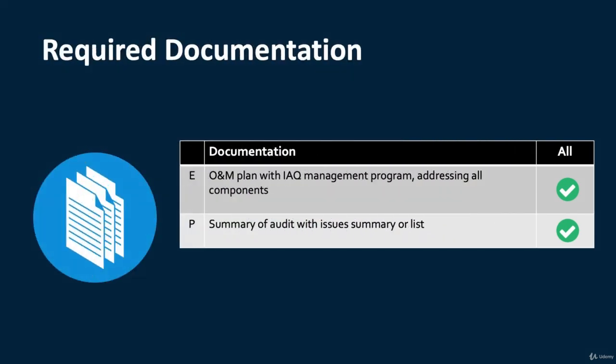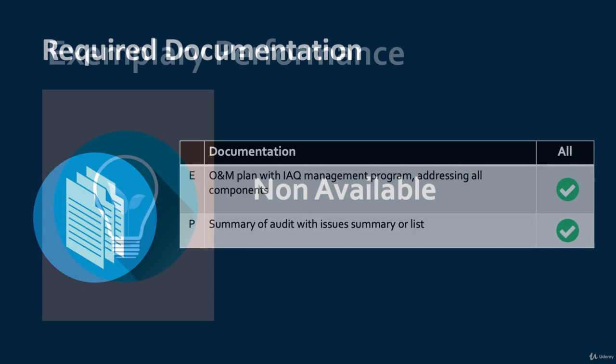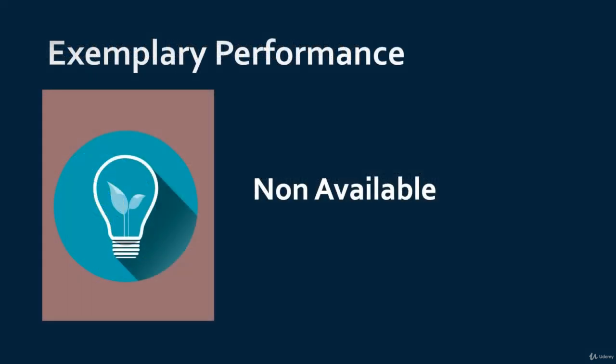Let's have a look at the documentation that is required. So for the establishment criteria, an O&M plan with an IAQ management program, addressing all components. For the performance aspects, provide a summary of the audit with issue summary or a list. For this credit, no exemplary performance is available.